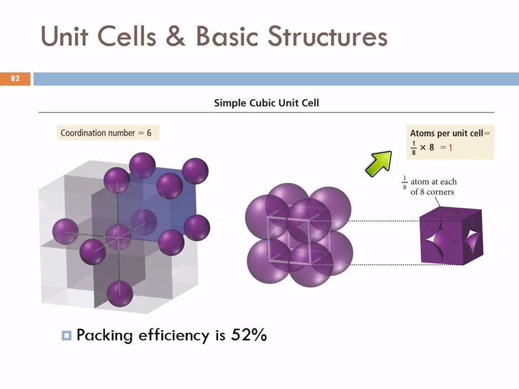Again, the atoms per unit cell is 1. The packing efficiency of this structure is 52%. So just over half of the volume is occupied by atoms, and the other 48% is empty space. Any questions?